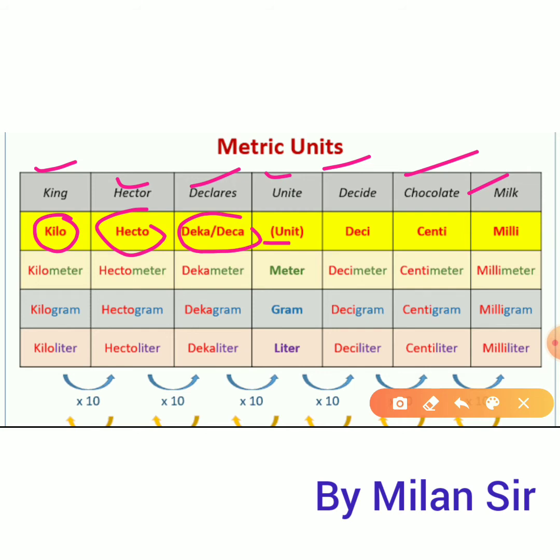Then unit means whatever unit we need to use. Then deci, then centi and milli. From decide it is deci, from chocolate it is centi, and from milk it is milli. So kilo, hecto, deca, unit, deci, centi, milli.